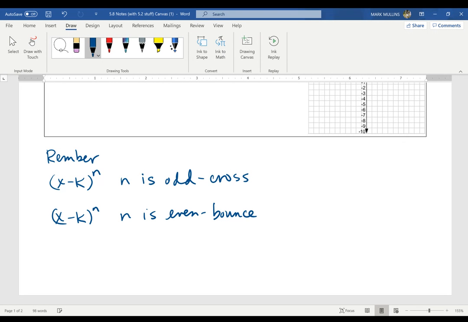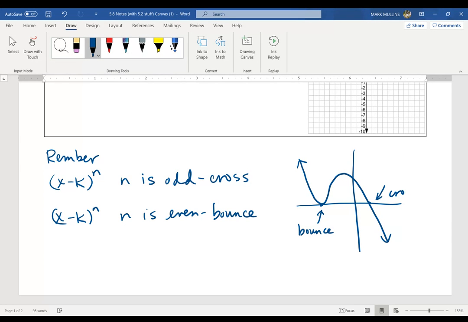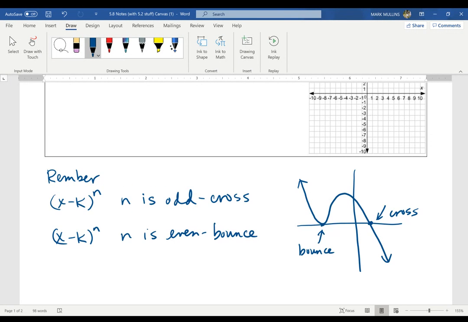And we did draw an example of this yesterday, so let's look at that again. So here's my xy axes. Here's a graph coming down that's going to bounce, and then it's going to cross. So again, this is a bounce, even power, and this is a cross. So now we're going to look at actual graphing and using this. Using the shapes that we just came up with, we're going to put it all together.